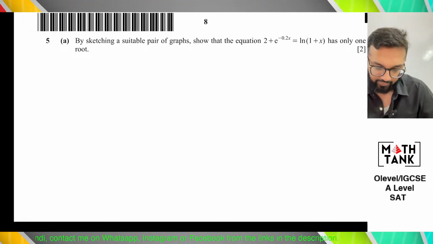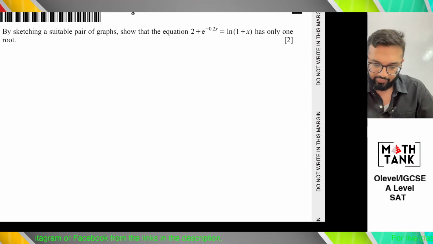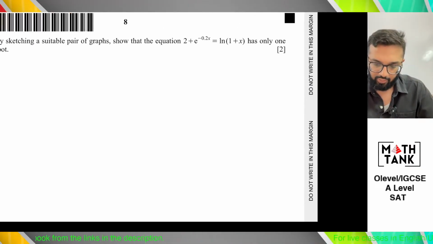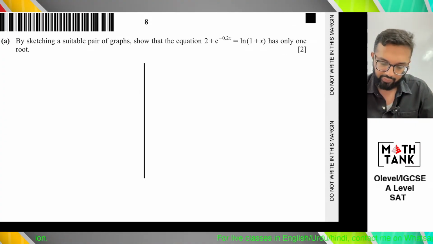Question number 5 says, by sketching a pair of suitable graphs, show that the equation this has only one root. Okay, so I start drawing a pair of suitable graphs.